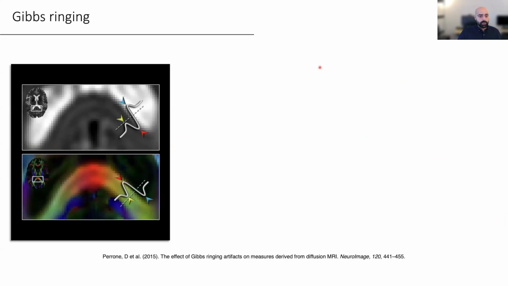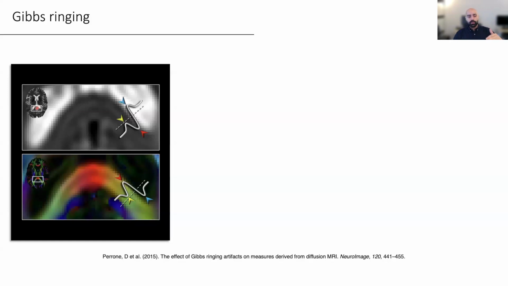Another common artifact that we encounter in diffusion is Gibbs ringing artifacts. Now, if we look at two regions, here we're looking at the corpus callosum and the splenium of the corpus callosum, and the splenium sits at the interface, or this is a region where we have white matter from the splenium interfacing with the ventricles.